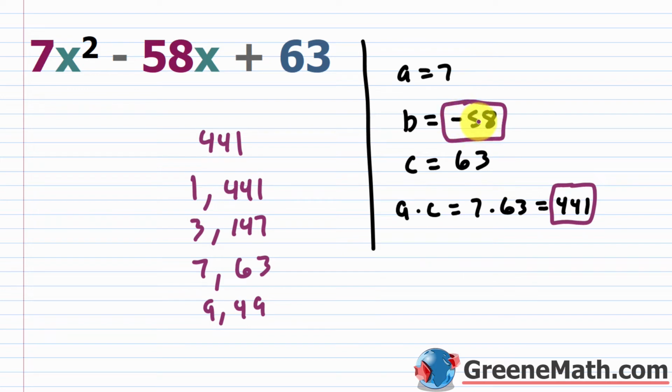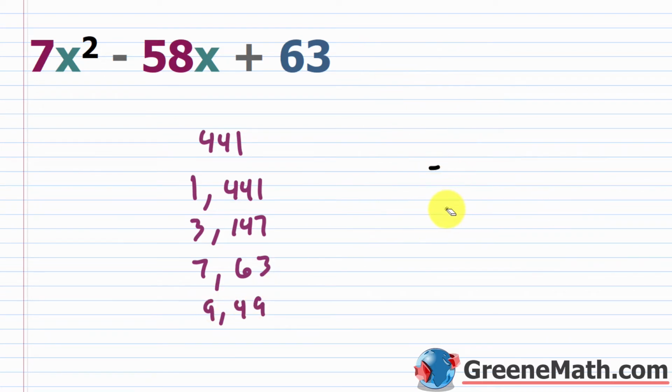Now I want negative 58, so I just need a negative 9 and a negative 49. Again, negative times negative is positive, and negative plus negative is negative. So what I want here would be the two integers, negative 9 and negative 49.